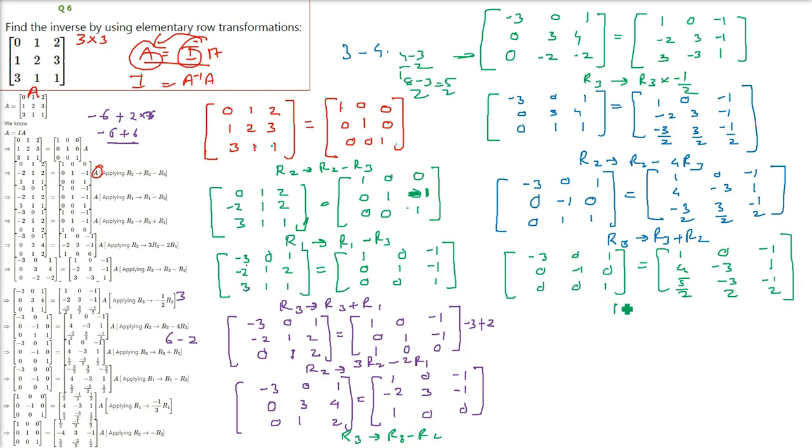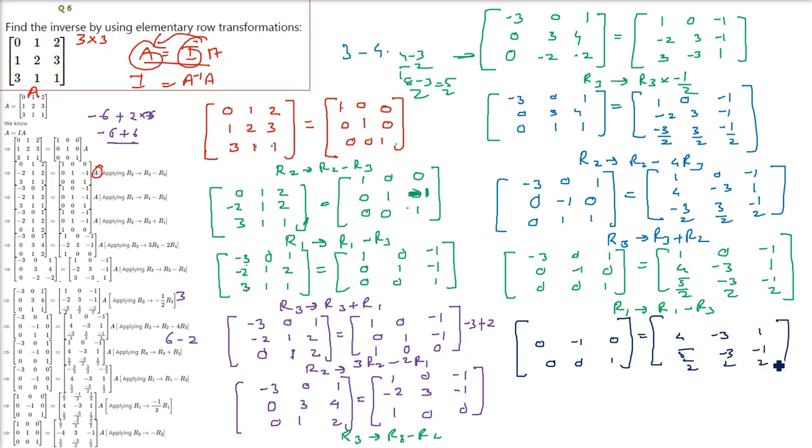Next one is row 1. We are changing row 1, because we have already done row 3 plus row 2. Row 1 will change to row 1 minus row 3. Okay. So we'll write row 2 and row 3 as it is. Here also row 2 and row 3 will be written as it is. 4 minus 3, 1. 5 by 2, minus 3 by 2 and minus half.